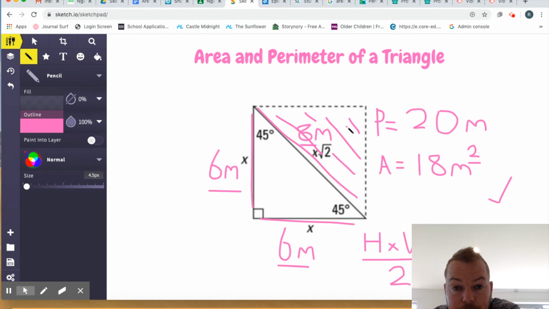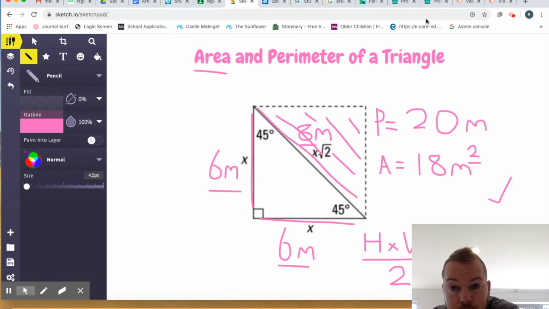So just to recap, the area and perimeter of a triangle, the key difference here between rectangles and squares is that when we're working out the area of a triangle, we have that next step in our formula. So height times width halved or divided by 2.